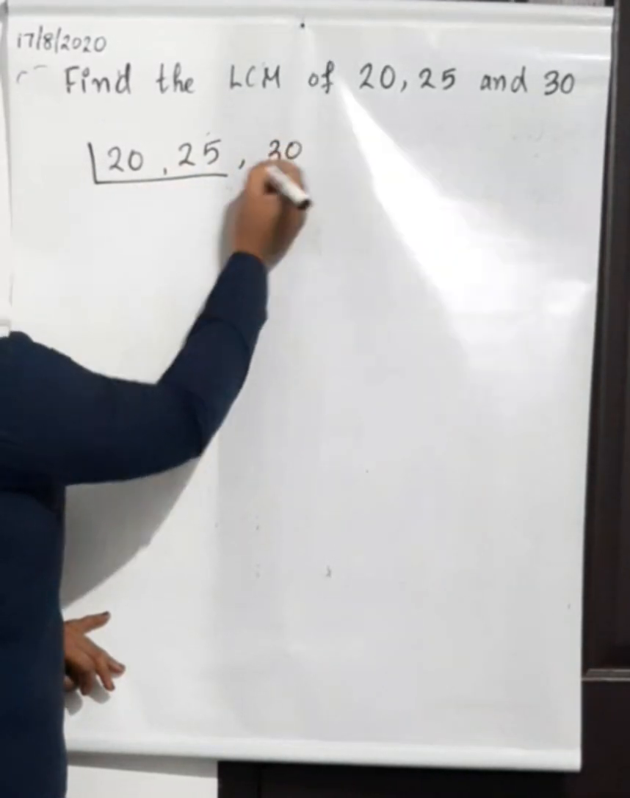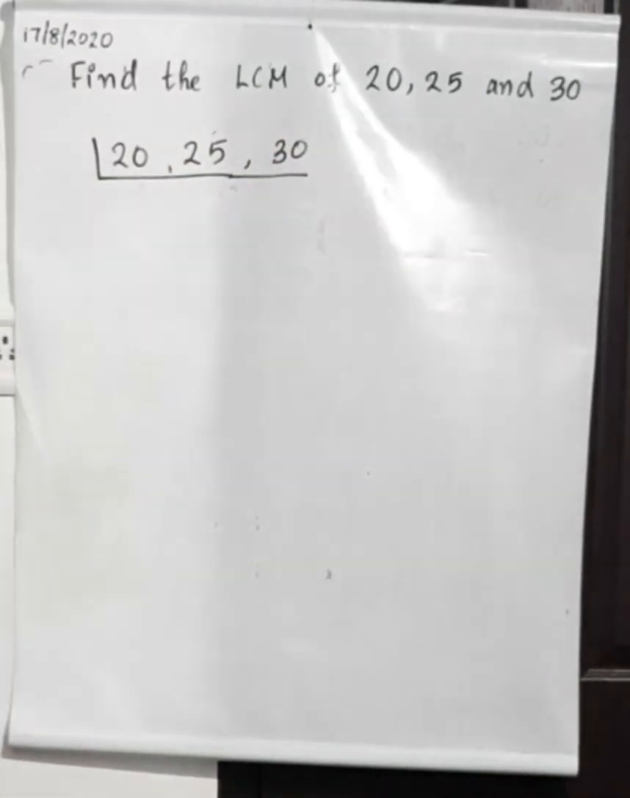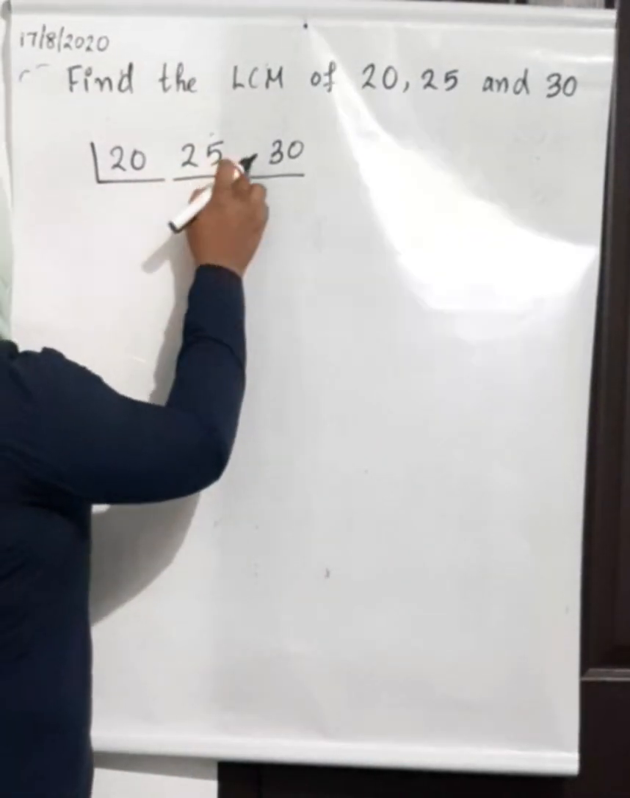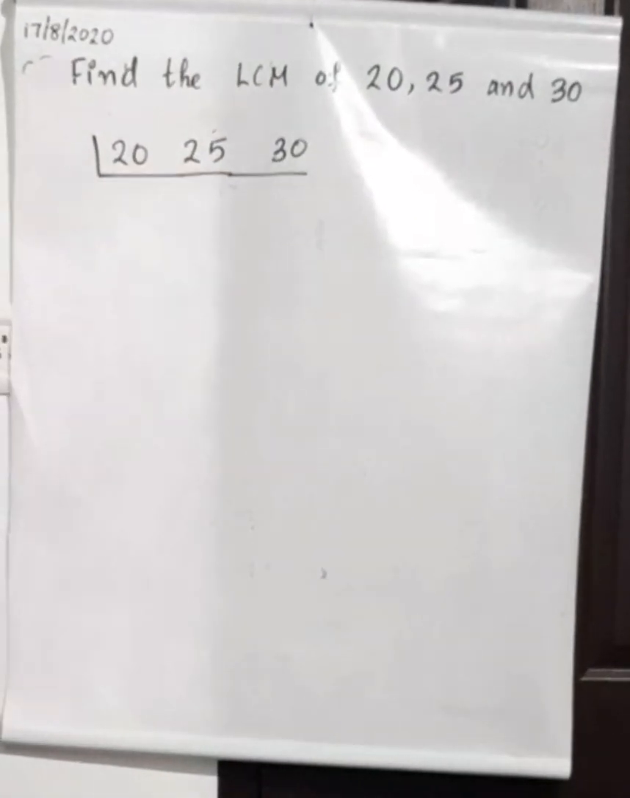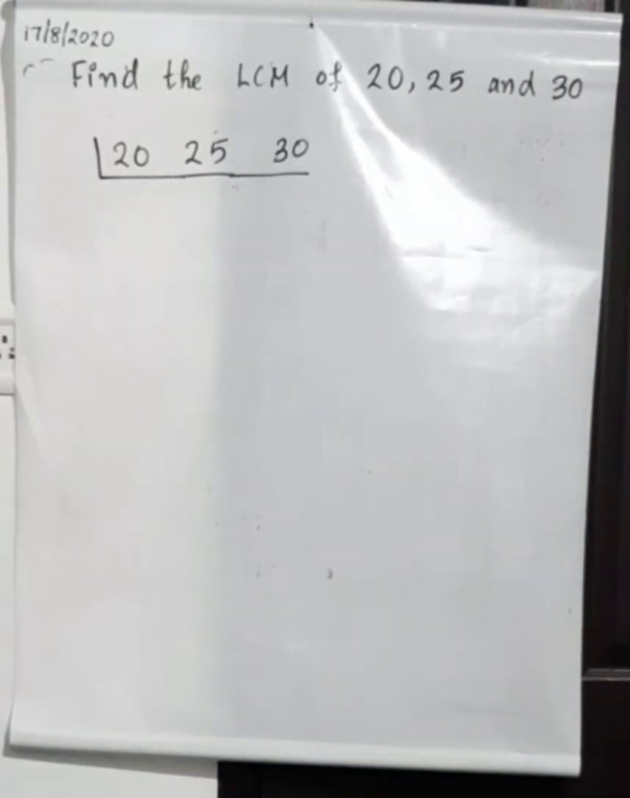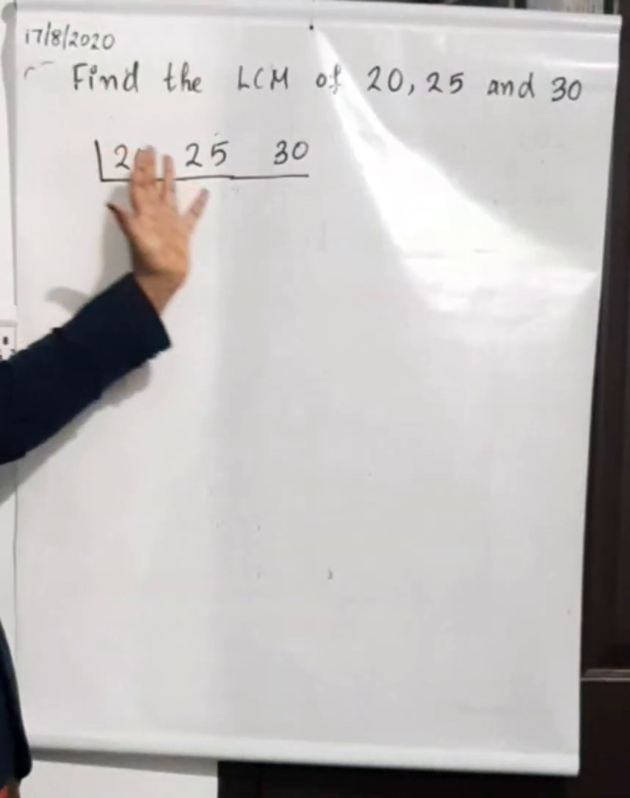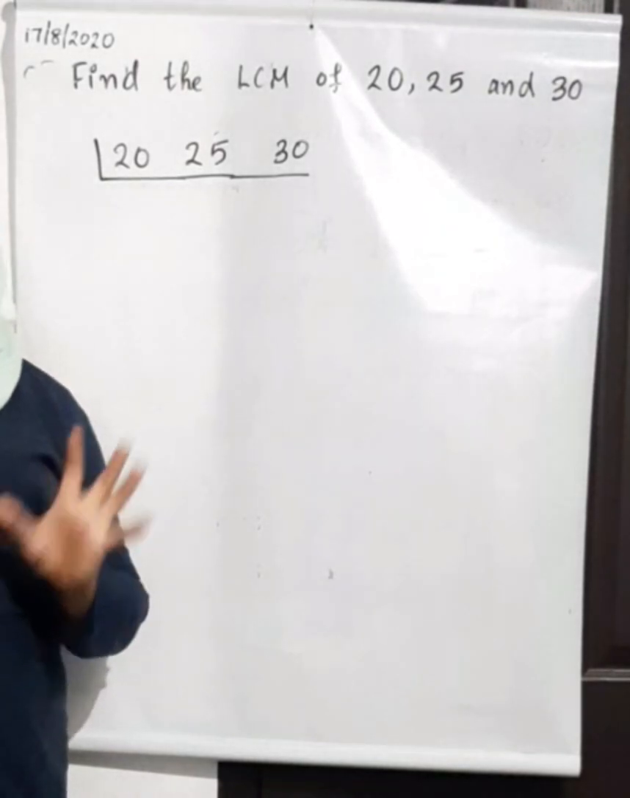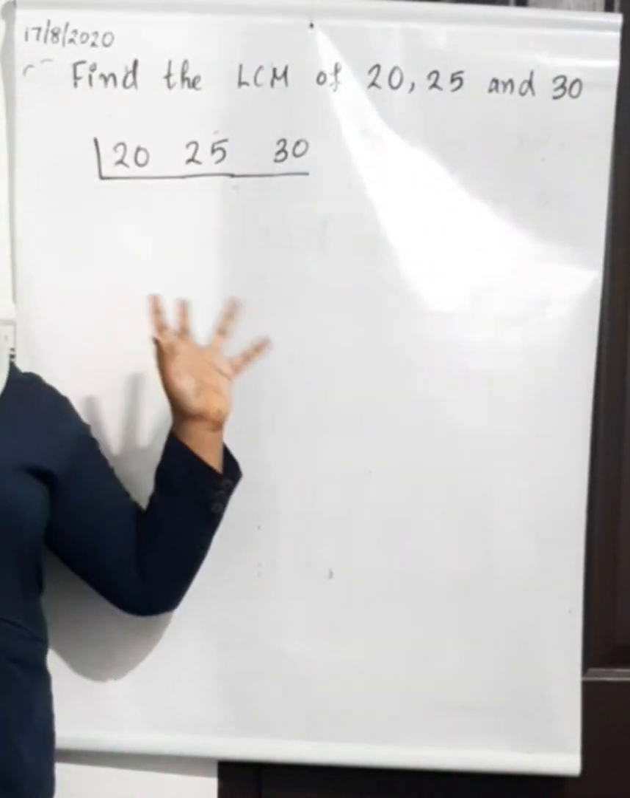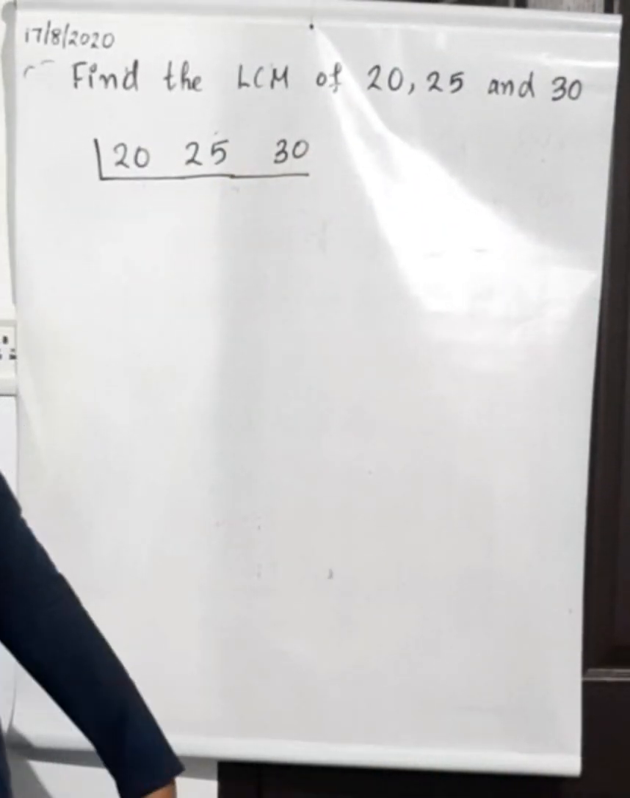So what should we do? We should write all the numbers in the same step. Either you can put a comma or you can write them like this. So we are going to find the prime factorization of 20, 25 and 30. We are going to find the LCM of 20, 25 and 30 by using this method.